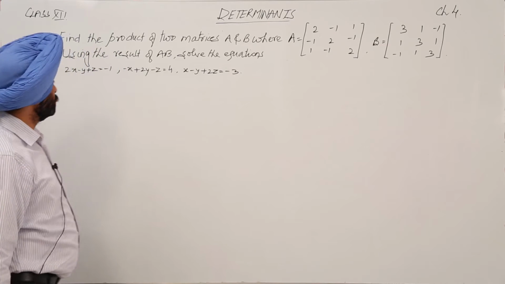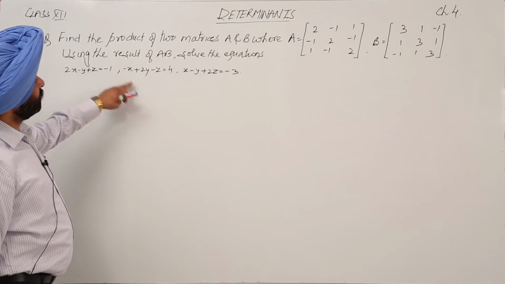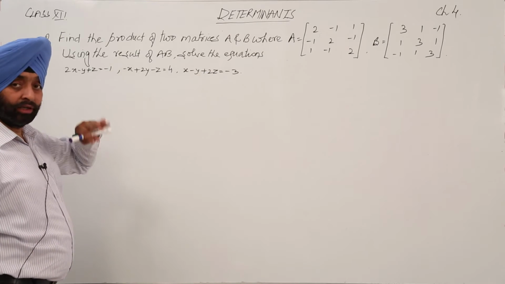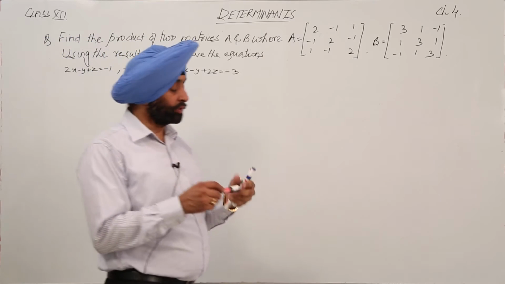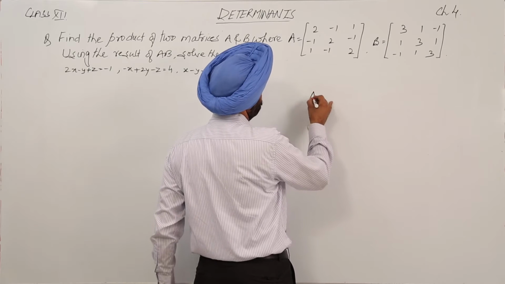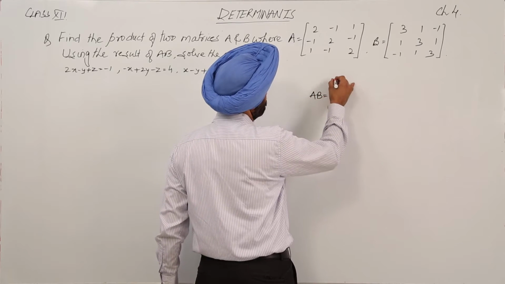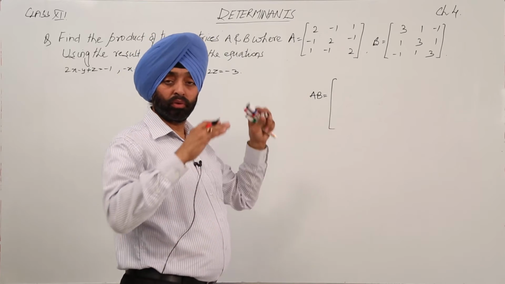Now we have a question based on the product of two matrices. We have to find the product AB, and using the result we have to solve these equations. Okay, so let's first find the product AB. Now AB is equal to, multiplying row with column.